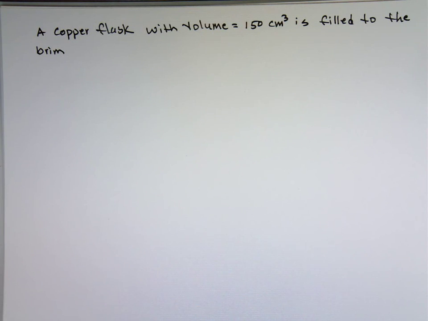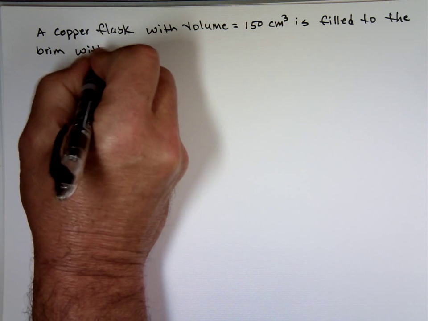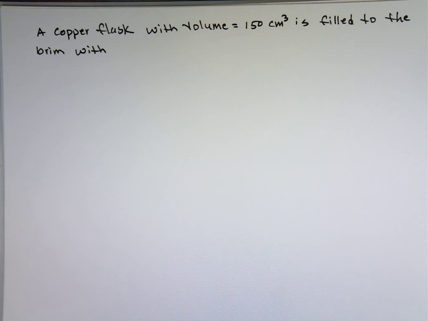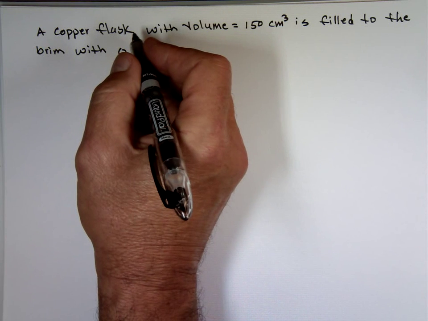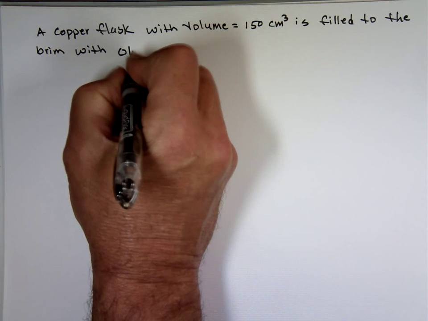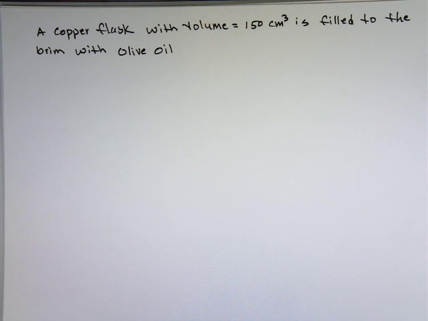What should we put in it? Let me look at the chart here. What do we have for values? I have olive oil. It could be alcohol, water, mercury, or olive oil. We have the values for every one of them. We'll use olive oil. We know the number for it. I can use alcohol, water, or mercury.